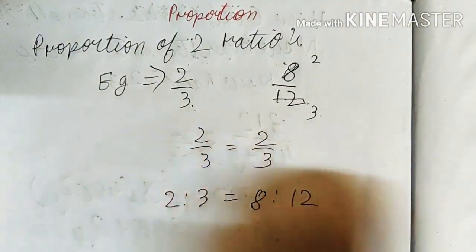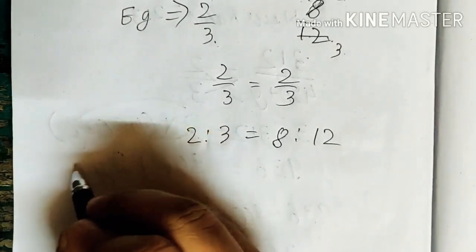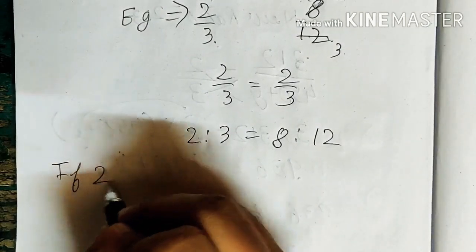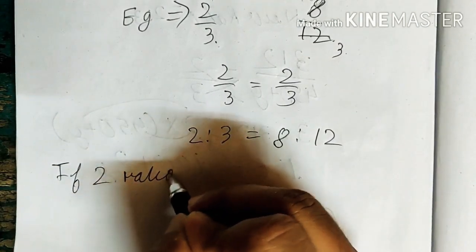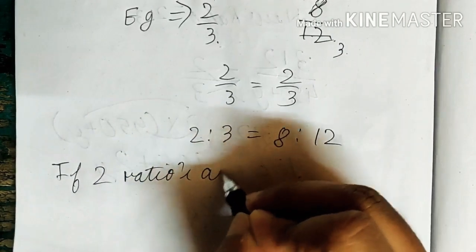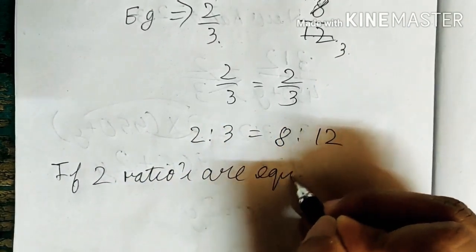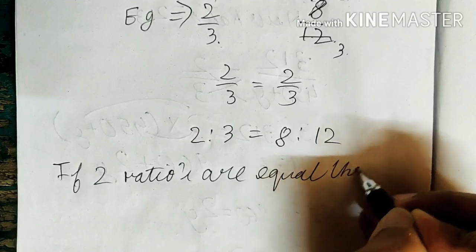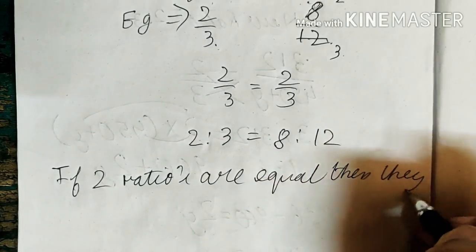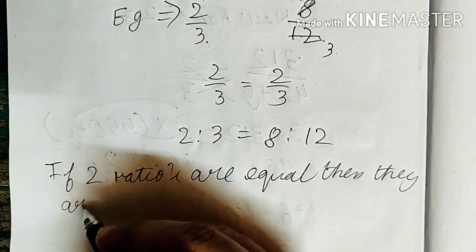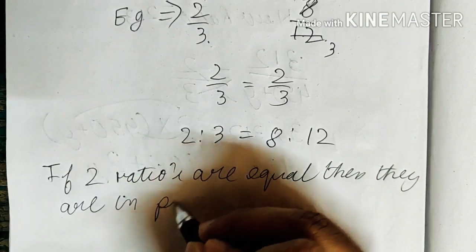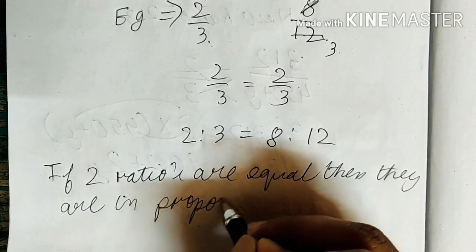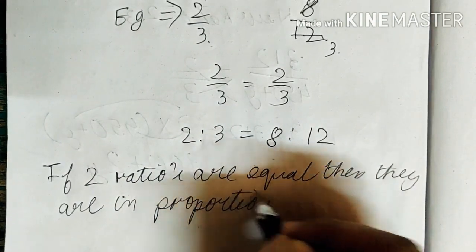If the two ratios are equal, then they are in proportion. What does this mean?